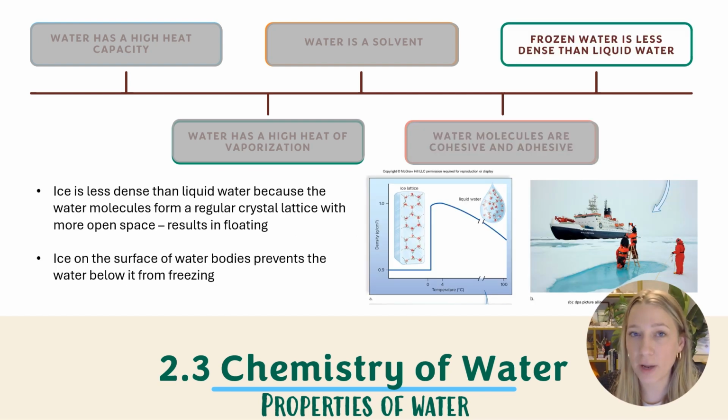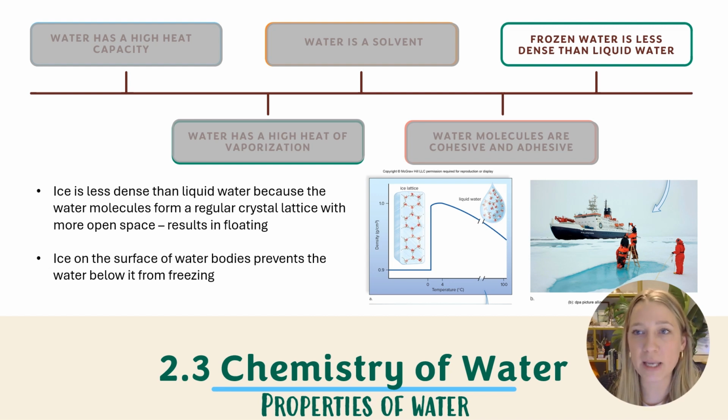And on to our final property. Unlike most substances, water becomes less dense when it freezes, which is why ice floats on liquid water. So when water cools, its molecules slow down and arrange themselves into a crystalline structure that's held together by hydrogen bonds.